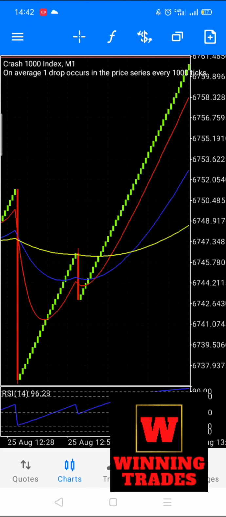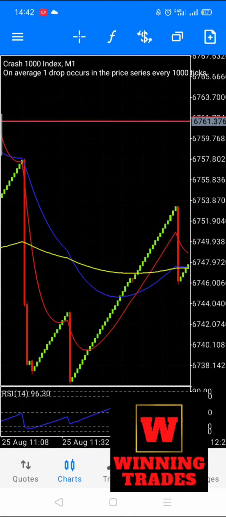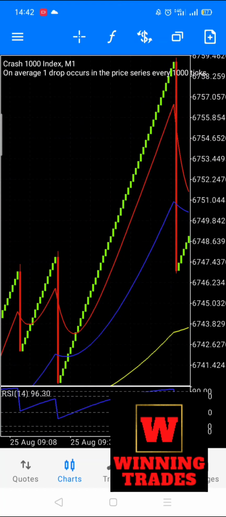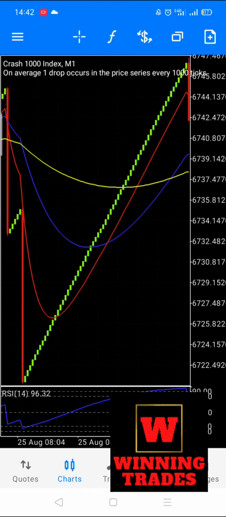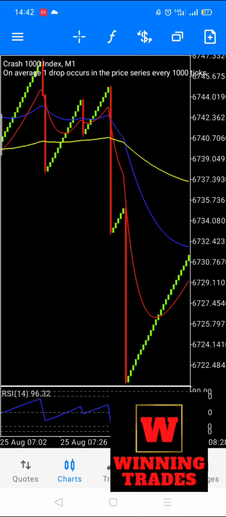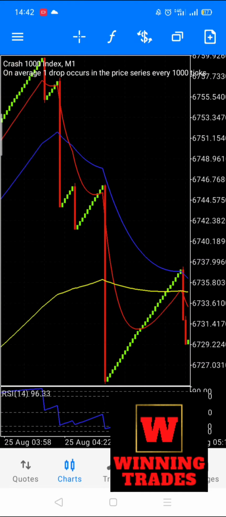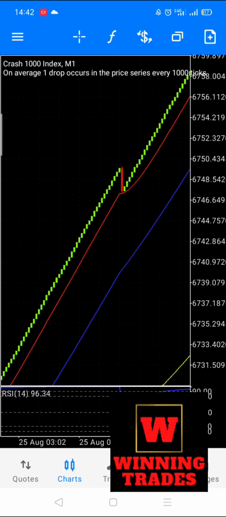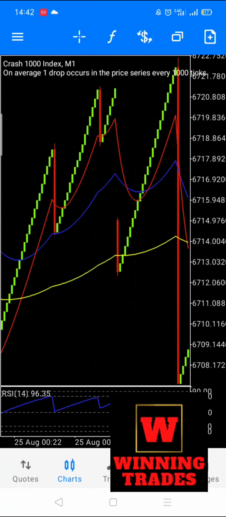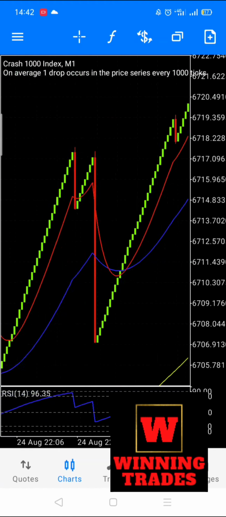Now let's look for a perfect cross of the 50 EMA downwards on this Crash 1000. Okay, now let's go backwards, because I think the Crash 1000 is currently buying. Now let's look for where the 50 EMA crosses below the 200 EMA downwards. Okay, we're looking for that opportunity right now.